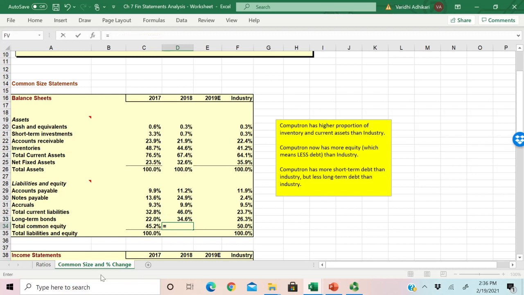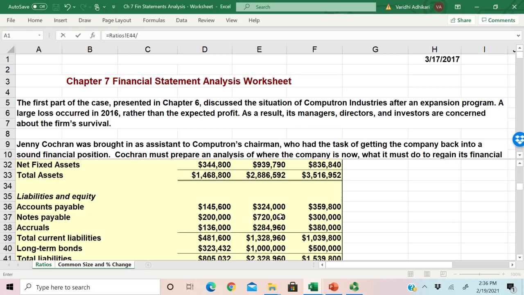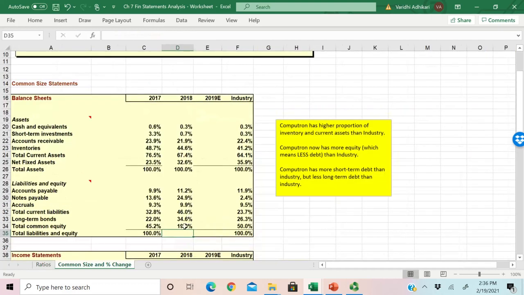Total common equity is already added together, so I have to do it separately. Total common equity right here, divided by total asset. You can put a dollar sign here, but if you don't drag, you don't have to. So 19.3%, and drag it down to 100%. Okay, so make sure this happens.